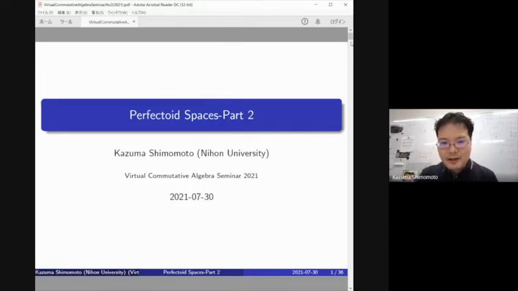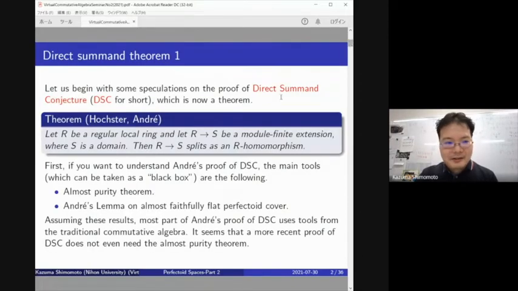Okay, so let me first state the direct summand theorem. It was called the direct summand conjecture. Now this is a theorem. It's a recent breakthrough done by Andre, and in the other case, namely when the ring contains a field, this was done previously by Hochster. So let's begin with the statement. The theorem goes as follows. It's quite a simple statement.